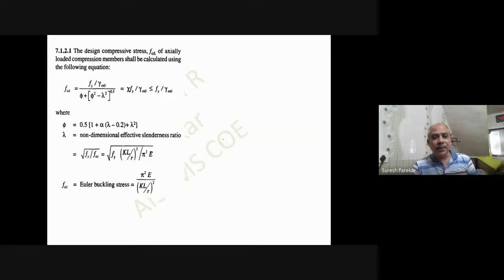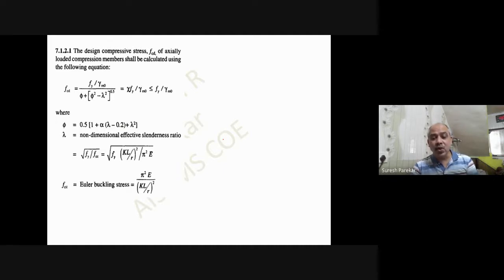Now 7.1.2 we have seen, which is for FCD. The basic formula for FCD is Fy upon gamma mo divided by (phi plus (phi square minus lambda square) to the power 0.5), which is equal to chi Fy upon gamma mo, and that should be less than Fy upon gamma mo.